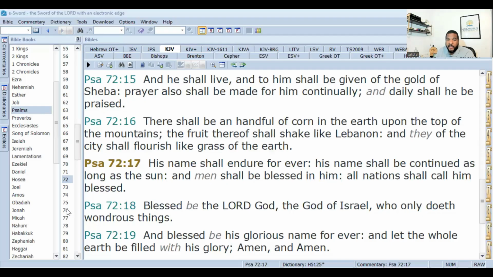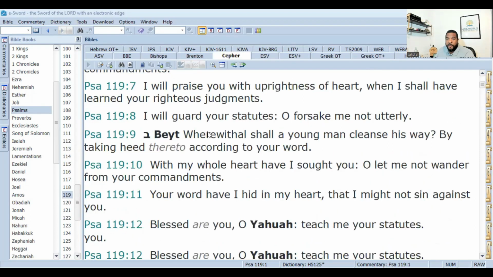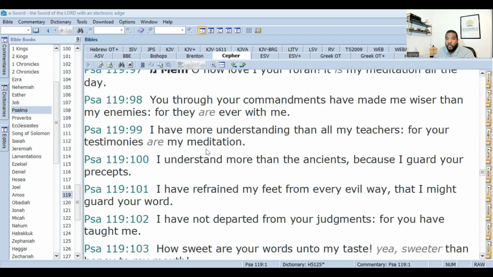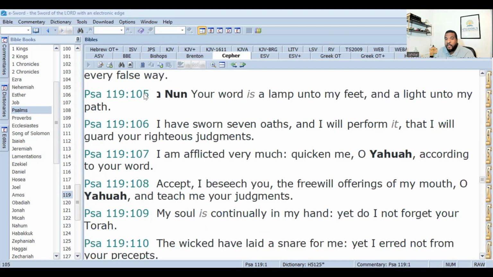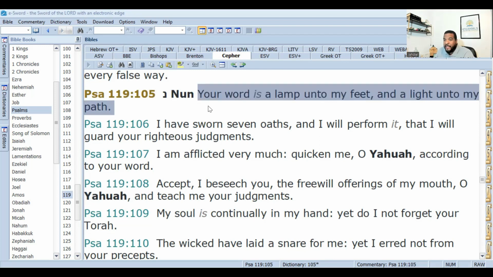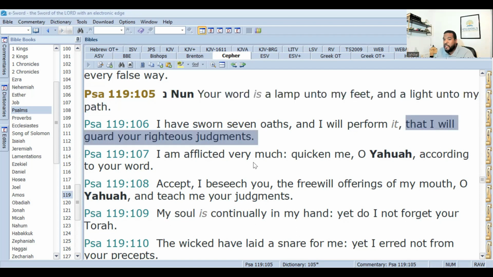So let's continue. Let's look at what David has to say pertaining to this letter Nun in Psalms 119. Psalms 119, we're looking at the letter Nun, verse 105. So check this out. It says, your word is a lamp unto my feet, a light unto my path. I have sworn oaths, and I will perform it, that I will guard your righteous judgments. I am afflicted very much. Make me alive, O Yahuwah, according to your word.